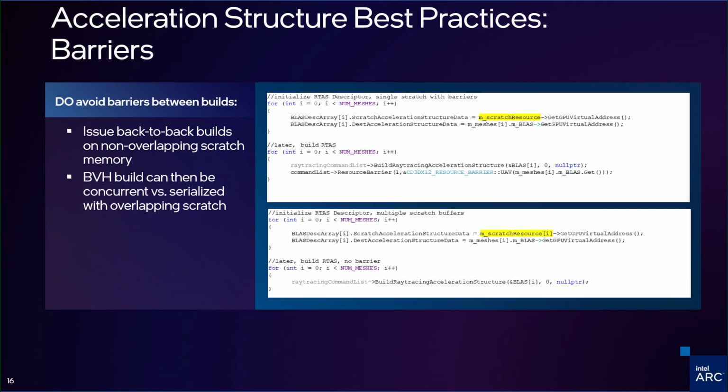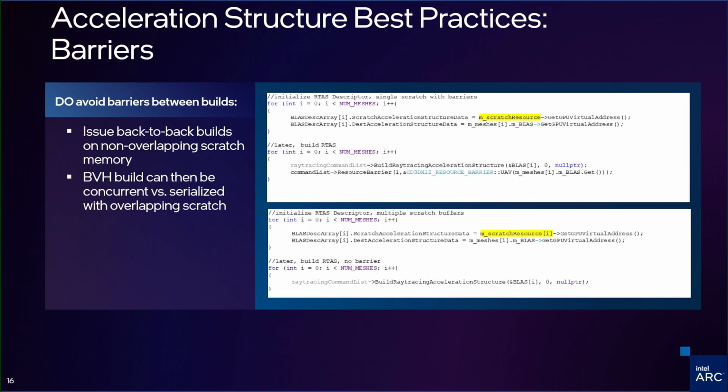Okay, I want to move on now and talk a little bit about barriers. This is actually adopted from some of the sample code that we've seen online. It was a small piece of sample code, but we've seen this pattern emerge in other engines. The key point here is, rather than having a single scratch resource where we create one scratch resource that's the maximum size of any BVH construction that we need, if you do it that way, you're not actually going to get the best performance.